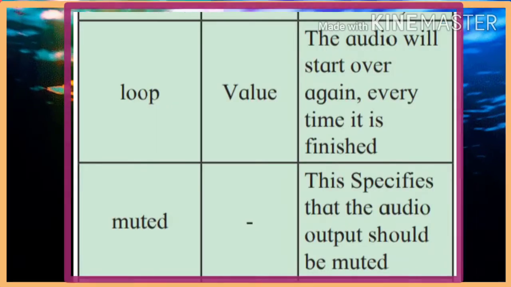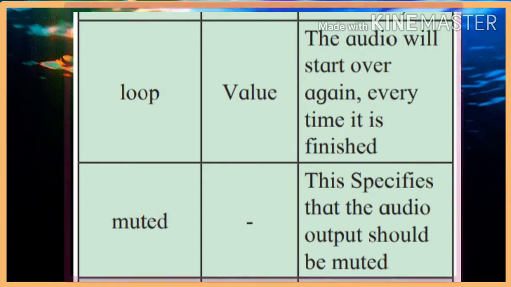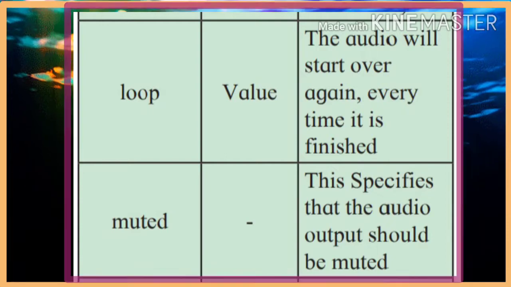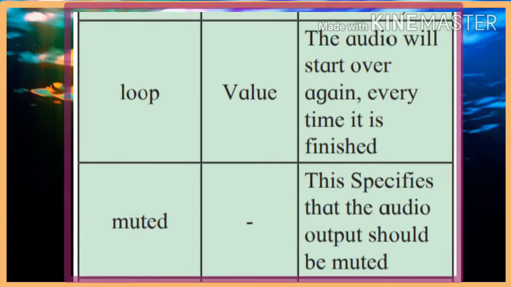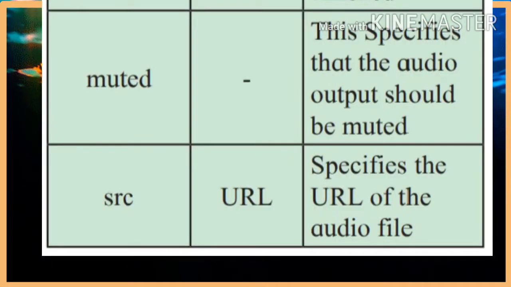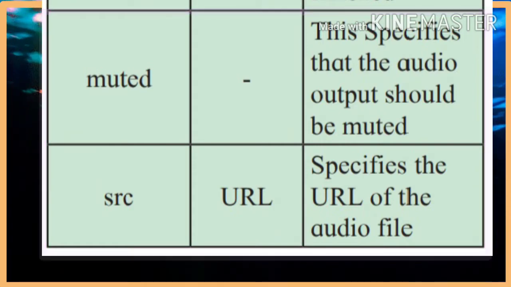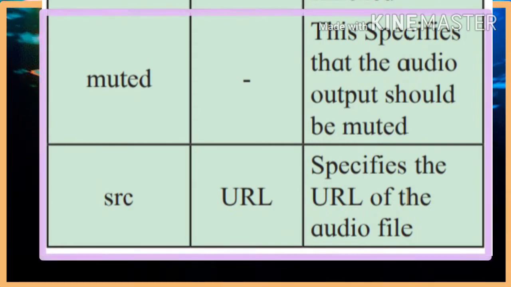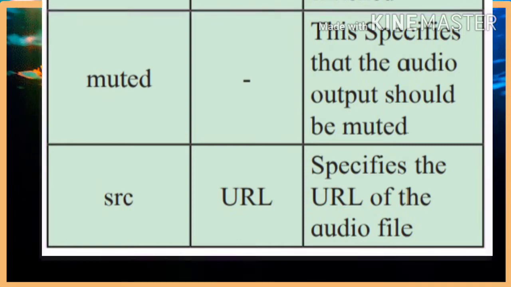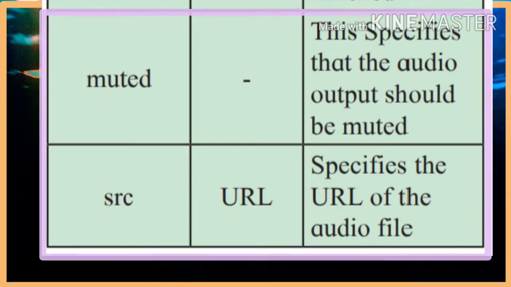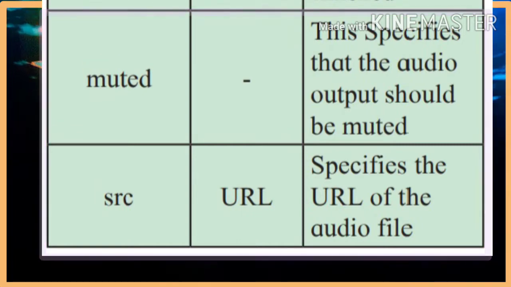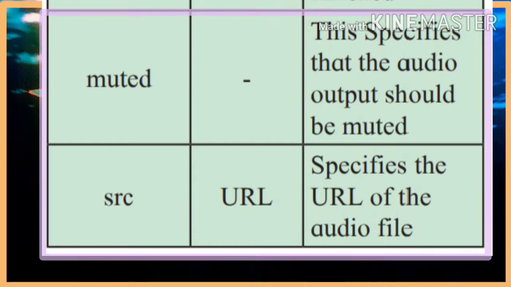These attributes are used without values. Next attribute is loop. It has a value. It specifies the audio will start over again every time it is finished. If you write loop equal to 2, then the audio will play 2 times. Muted attribute specifies that the audio output should be muted. And the last and compulsory attribute is src, which specifies the URL of the audio file. Means it specifies the location of audio source. So these are the attributes of audio tag.